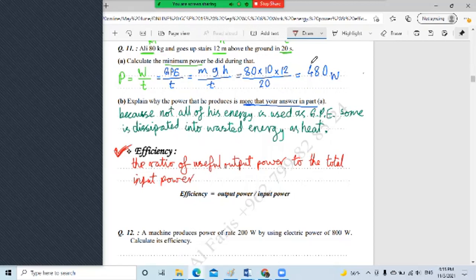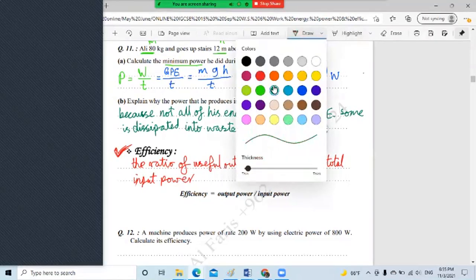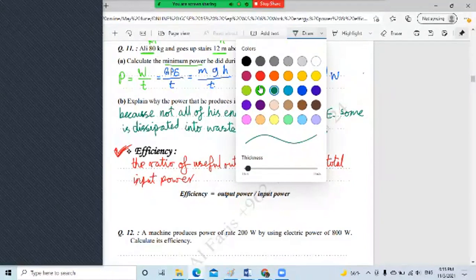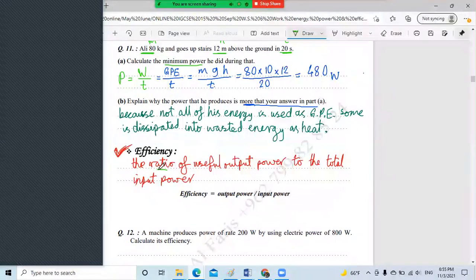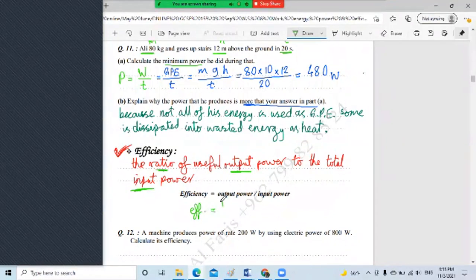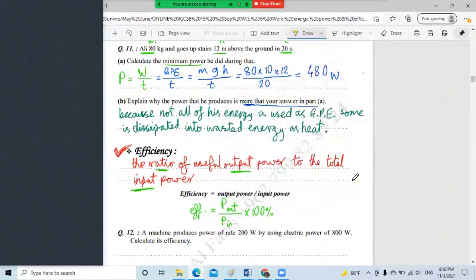This is the definition. So it's the ratio between useful output power and what? Total input power. So that's why the formula for the efficiency equals power out or energy out divided by power in or energy in, multiplied by how much? Multiplied by 100%.